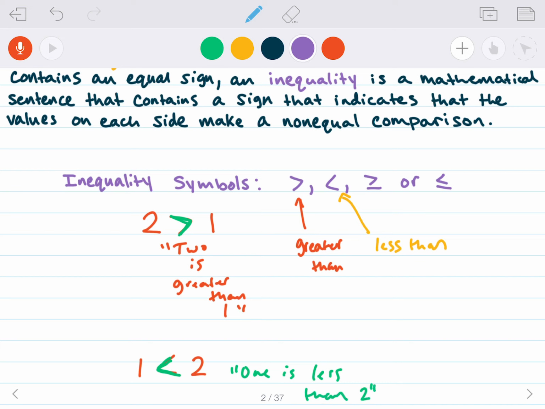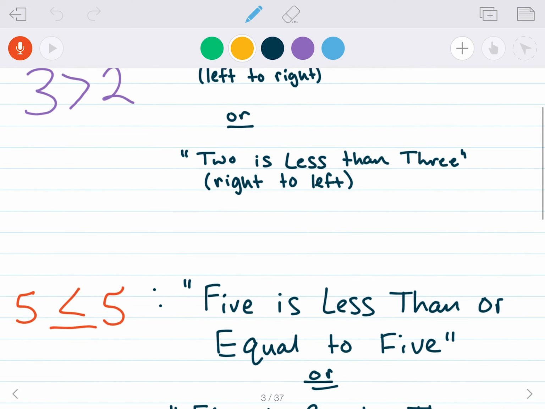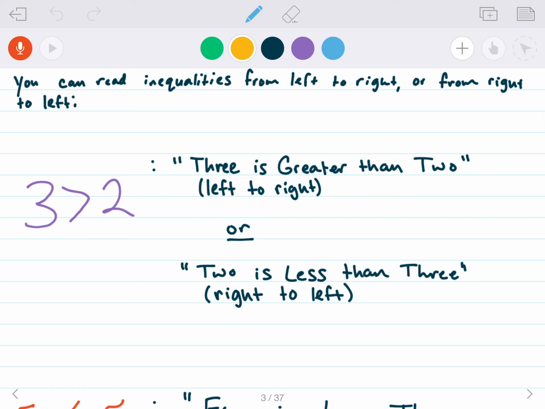Now this symbol right here means greater than or equal to. Either one could be true. We're going to do some examples of that on the next slide. And then finally this one means less than or equal to. So these are the 4 inequality symbols that we're going to be talking about. I just want to get you comfortable with these and how they work and which way the point faces and things like that.